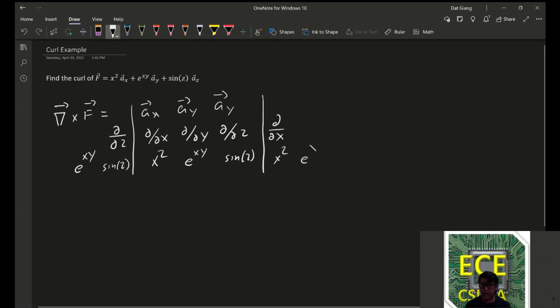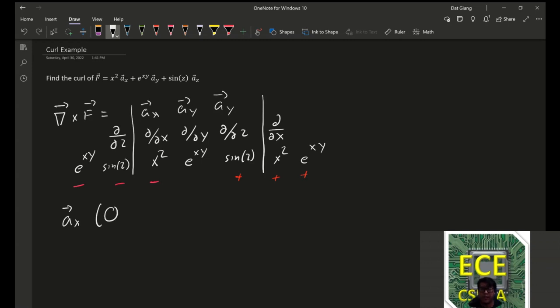x squared, e to the xy. Now, whatever we multiply to the right, we will denote by a plus. Whatever we multiply to the left, we multiply by a negative. And we just sum them all up. So we have, in the x direction, the partial derivative of y on z, which is 0, then the partial derivative of z onto y, which is also 0. So we have the first operation here.